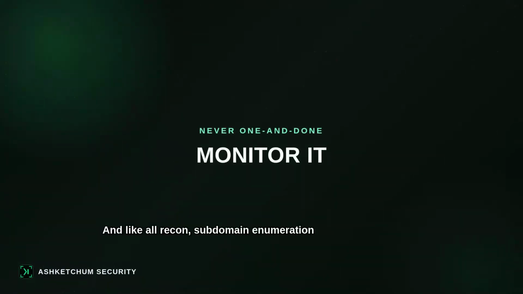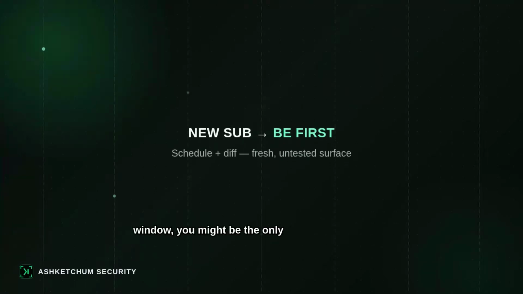And like all recon, subdomain enumeration is not one and done. Companies spin up new subdomains constantly: a new marketing site, a new dev box, a new API. Each new subdomain is fresh, untested attack surface, and for a short window, you might be the only person who knows it exists. So automate this whole pipeline, run it on a schedule, and diff the output. When a new name appears, you get an alert and you're first in line. New subdomains are where fast hunters make fast money.